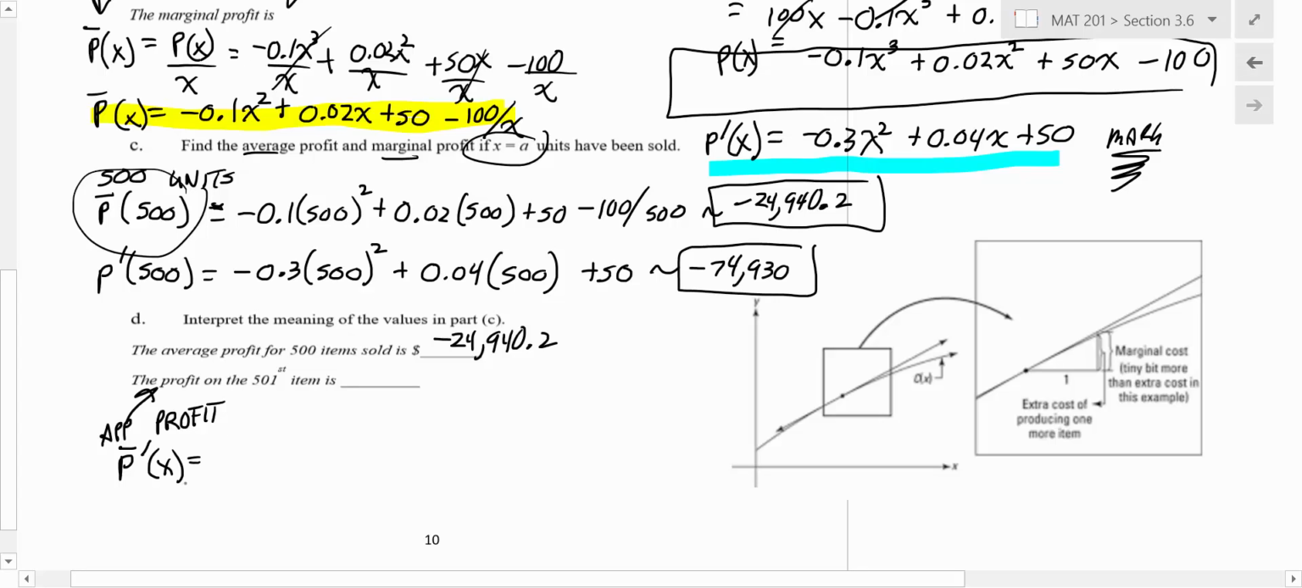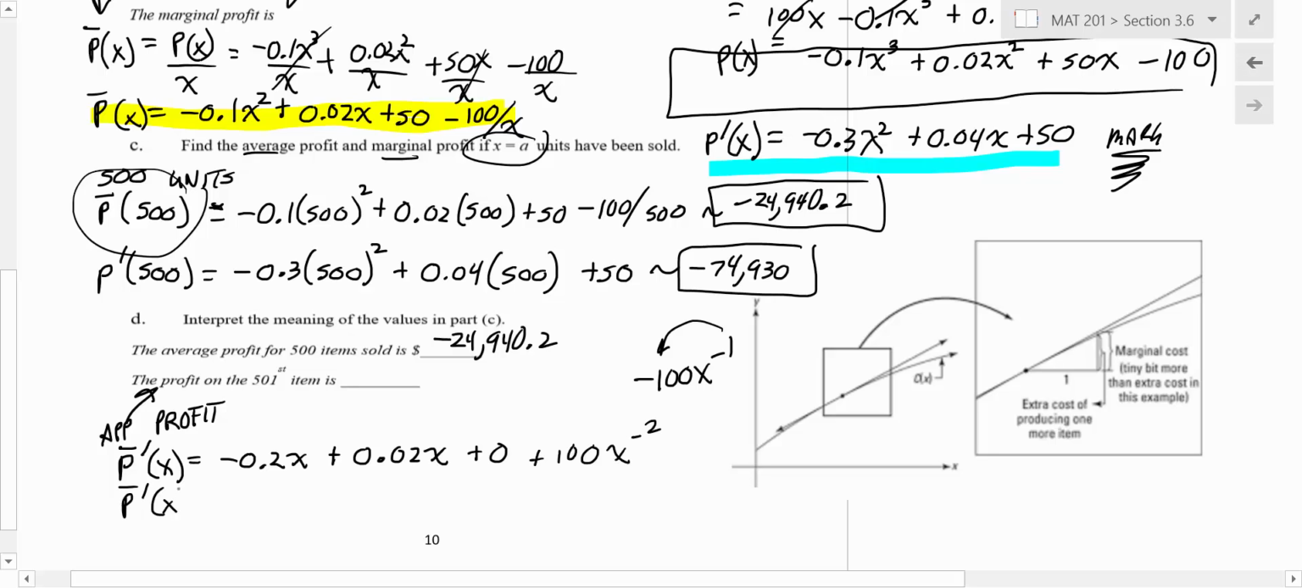Let's go ahead, and when we do this, we need to differentiate the function I've got in yellow. On this one, we're going to have negative 0.2x plus 0.02x. Then the derivative of 50 is 0. And then for the negative 100 over x, you're doing the derivative of negative 100x to the negative 1. So that's going to be plus 100x to the negative 2. Okay, so that's what P bar prime of x is. So that's negative 0.2x. I'm going to clean this up and write it like this.